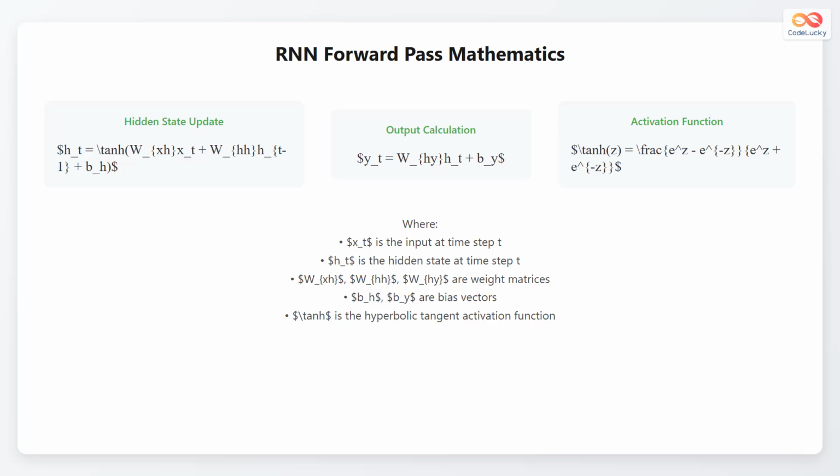The hyperbolic tangent activation function is defined as tanh of z equals the fraction e to the power of z minus e to the power of minus z over e to the power of z plus e to the power of minus z. In these equations, x_t represents the input at time step t, h_t is the hidden state at time step t, w_xh, w_hh, and w_hy are the weight matrices, and b_h and b_y are the bias vectors. The hyperbolic tangent, or tanh, is the activation function that introduces nonlinearity into the network.